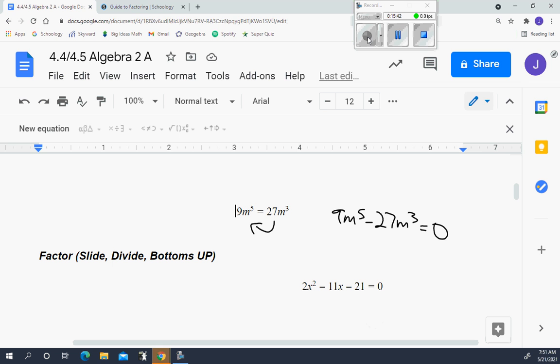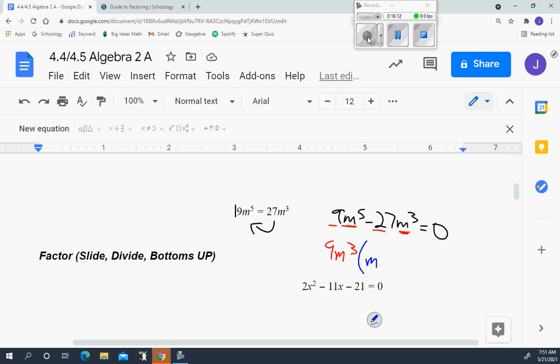Now, look for common factors. 9 and 27. What's our common factor? 9. 9 goes into 9. 9 goes into 27. So I'm going to take out a 9. I can also take out, well, we have 5 m's here and 3 m's here. What's the most m's I can take out? 3. That's going to be multiplied by m.